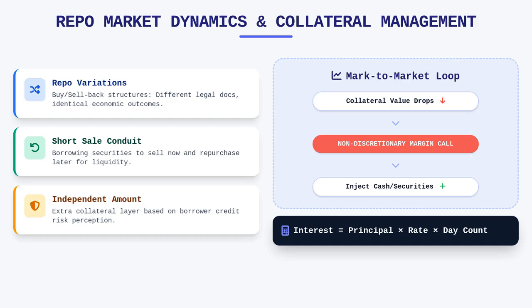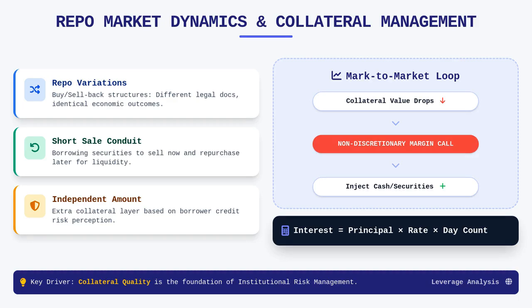We must consistently track the independent amount, which is an additional layer of collateral that may be required by the lender depending on the perceived credit risk of the borrower. By mastering these formulas and structures, you gain the ability to analyze how leverage is generated across the global financial system and why collateral quality remains the most important variable in institutional risk management.